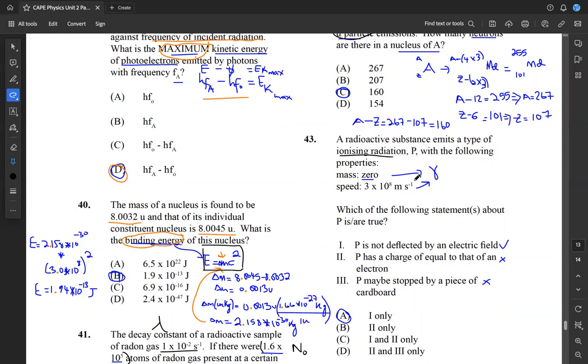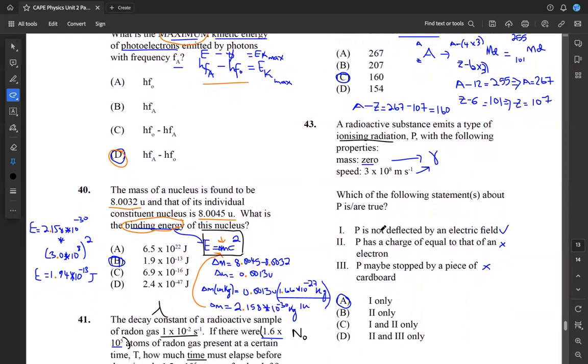So we just say, okay, all of this points to there being gamma, right? So then the question goes on to ask, which of the following statements about P is true? So what about gamma rays? What's true about gamma rays? Is it true that they are not deflected by an electric field? That's true, because they don't have any charge and they don't have any mass.